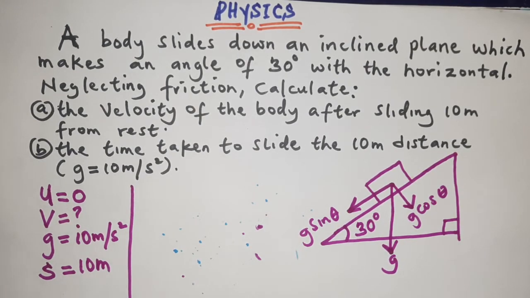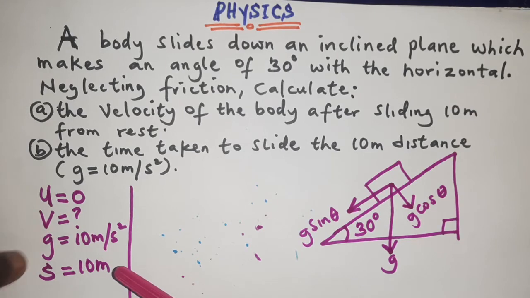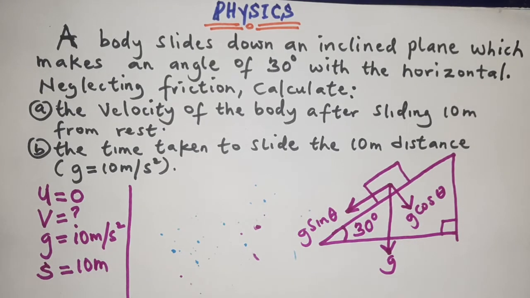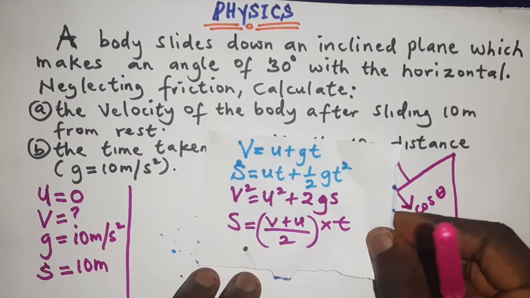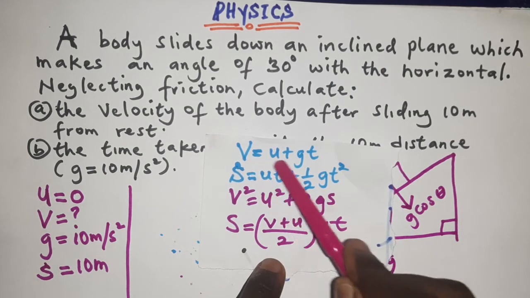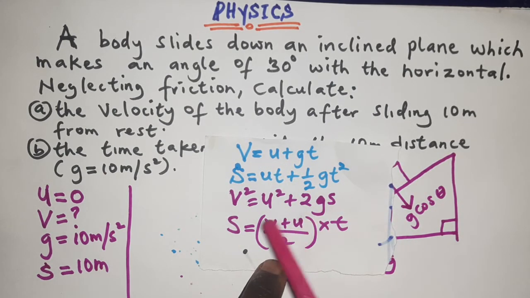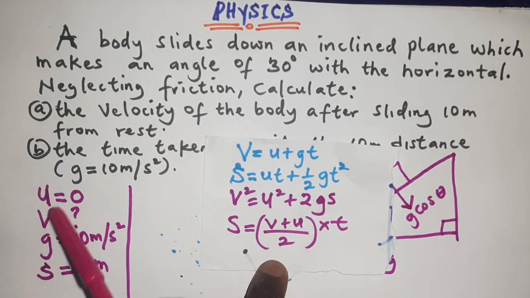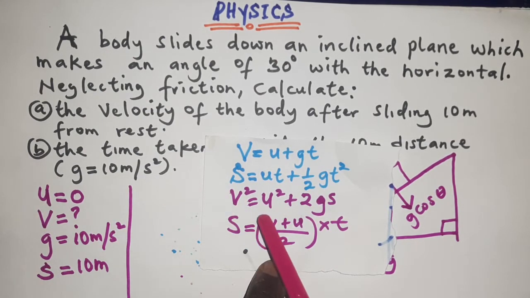We have our U, V, G, and S. So from the equations of motion, we know we have U and we are looking for V, we have G and we have S. So which of them has the U, V, G, S? This one is U, V, G, T. It doesn't go. This is U, S, T, G. No, we have U, V, G, S, but I think this third equation will work well.